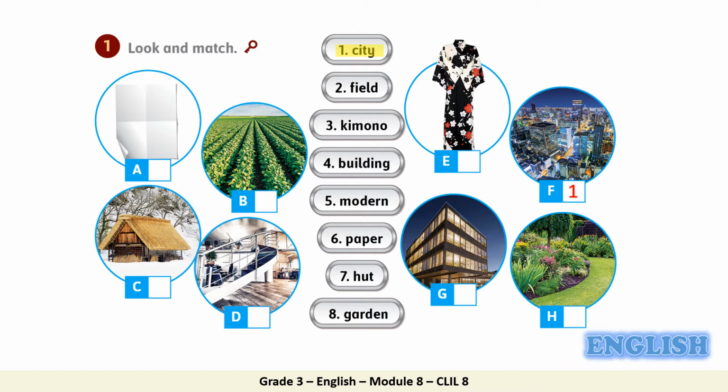We'll come back. Let's do them together. Number 2, field. So which picture represents field? Fantastic. B. And number 3, kimono. Exactly. E. And number 4, building. Fabulous. G. Number 5 is modern. So which picture represents modern? Excellent. D. Now number 6, paper. Correct. It's A. And number 7, hot. Well done. C. And the last one, garden. Great. It's H. Now you have it.